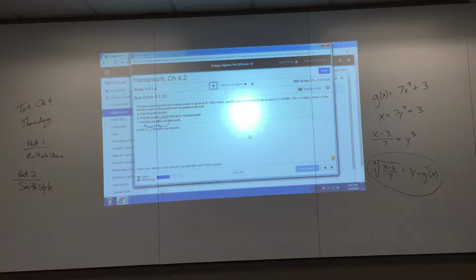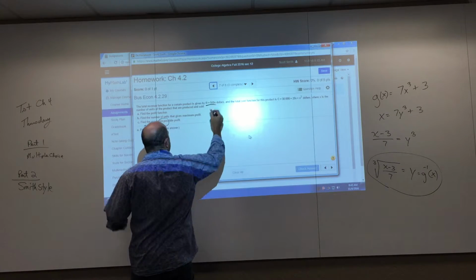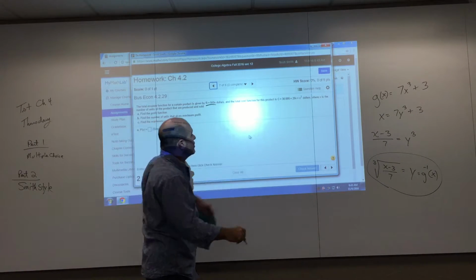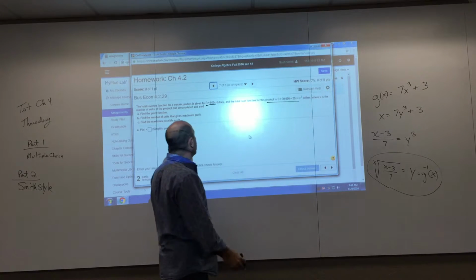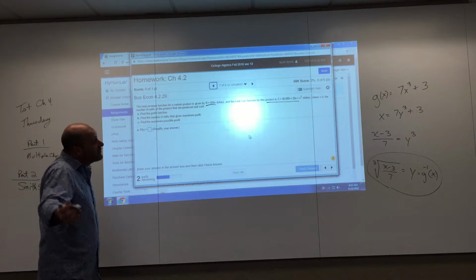This might be interesting. Let's see what's going on here. The total revenue function is that revenue function. I see that. Thank you. The cost function is this. Thank you very much. And part A, they want the profit function.